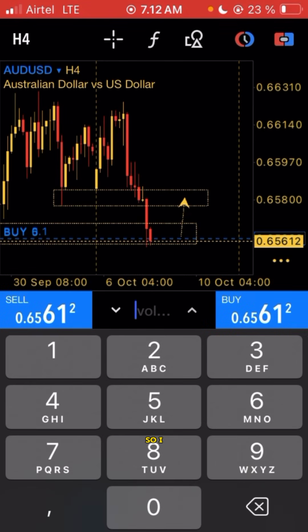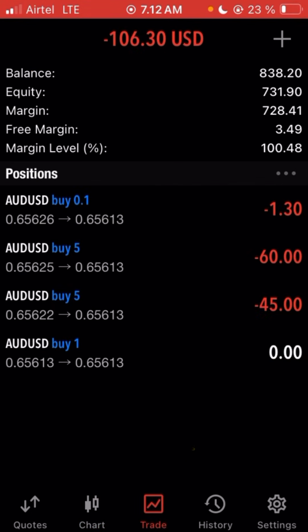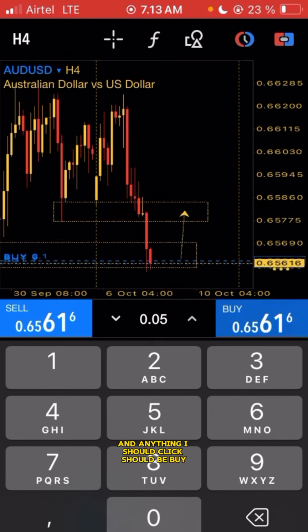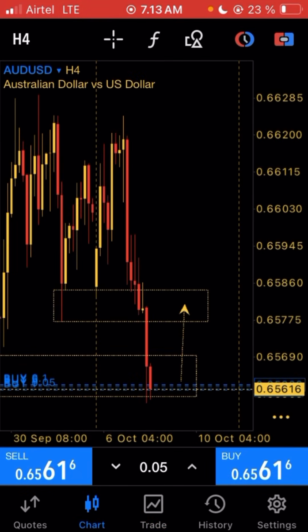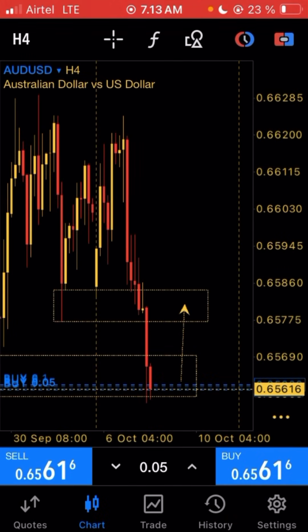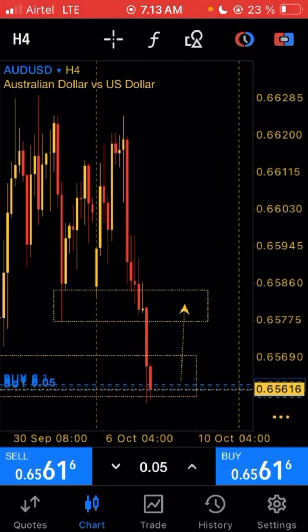So it's crazy though. But that's why I put that arrow, so that I will know that yes, this is a buy scenario, and anything I should click should be buy. Whatever the thing may be, whatever case it can pull out, just go for the buy. Nothing else. Anyways, I just want this to be the last trade.